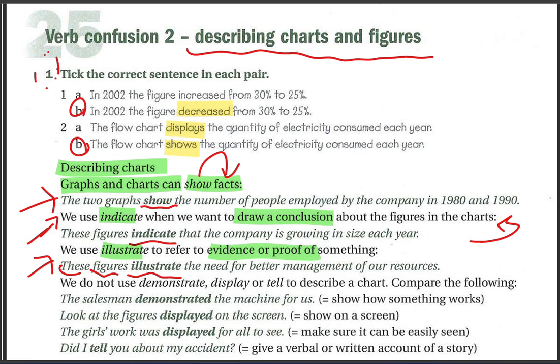We don't use demonstrate, display, or tell to describe a chart. So this is important, okay? Have it in your mind that when it comes to charts, it's really important to use the correct verbs. So in English, we don't use demonstrate, display, or tell, okay? We use indicate, illustrate, show, okay? When we want to talk about graphs and charts.